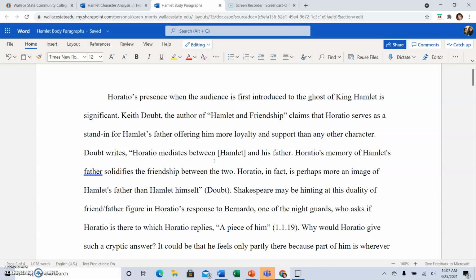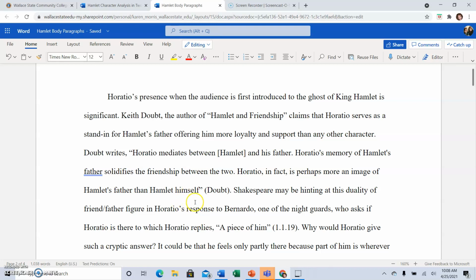I've already given the title of the article in the previous sentence, so I just used this simple signal phrase, Doubt writes. Writes is a signal phrase that requires a comma before the quotation. So if you have a verb before the quotation, put a comma there. Doubt writes, "Horatio mediates between Hamlet and his father. Horatio's memory of Hamlet's father solidifies the friendship between the two. Horatio, in fact, is perhaps more an image of Hamlet's father than Hamlet himself."